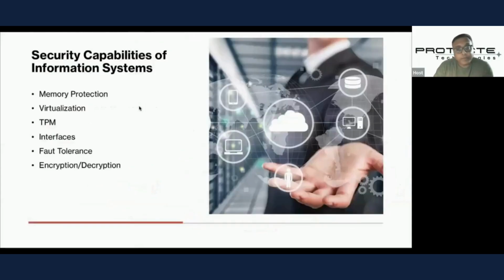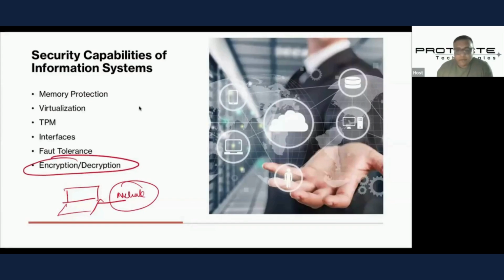Then you also have to protect the interfaces. So what interfaces does an IT system have? It has a network interface, right? So you have to protect this network interface, and one of the major ways in which you protect data in storage and data at rest is using encryption and decryption.